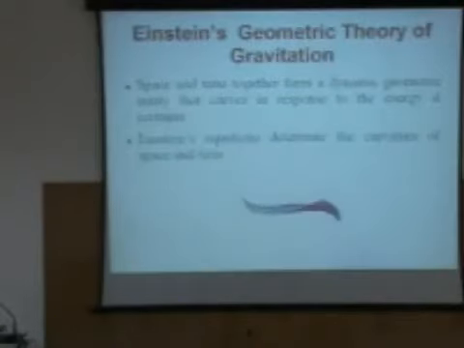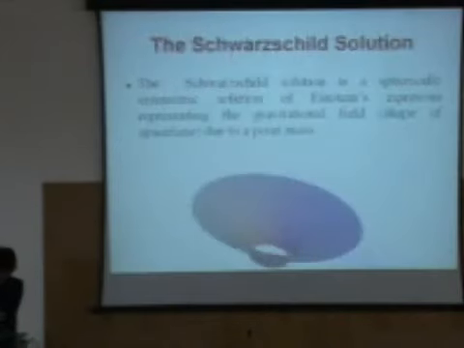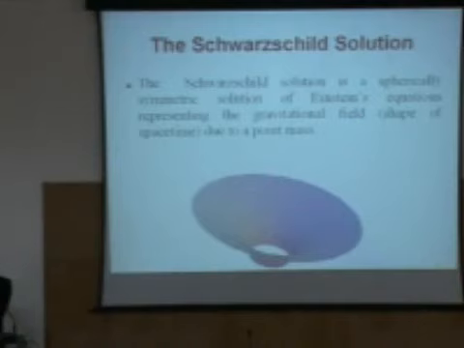So what are Einstein's equations? Einstein's equations come from Einstein's geometric theory of gravitation. Space and time form a dynamic geometric entity that curves in response to the energy it contains, and Einstein's equations determine the shape of space and time. The Schwarzschild solution is a spherically symmetric solution of Einstein's equations representing the gravitational field due to a point mass.